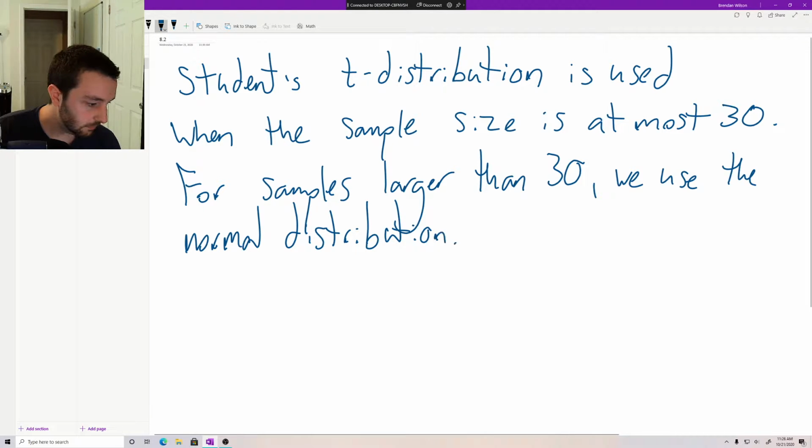Now again, we typically wouldn't know the population standard deviation. But if the samples are larger than 30, then using the sample standard deviation instead of the population standard deviation creates results that are accurate enough with the normal distribution. But with sample sizes less than 30, if you use the normal distribution and use the sample standard deviation instead of the population standard deviation, then it becomes very inaccurate. So that's why we have to use this different distribution. Okay.